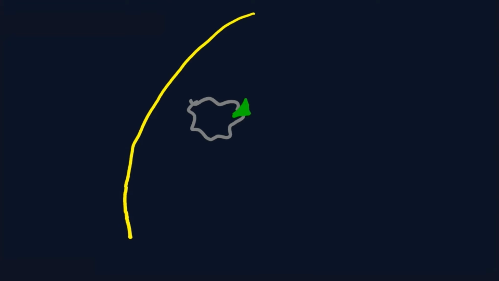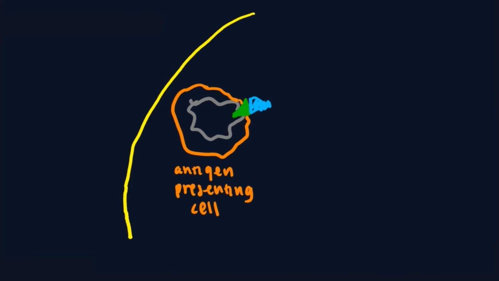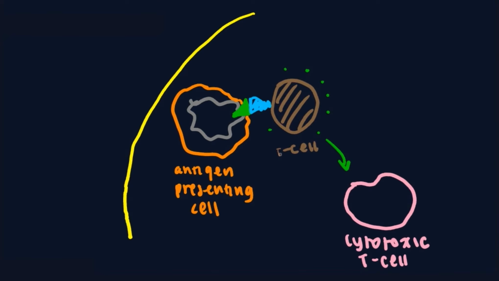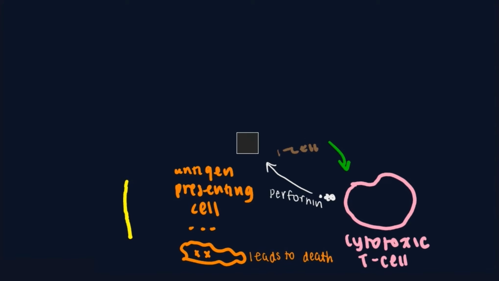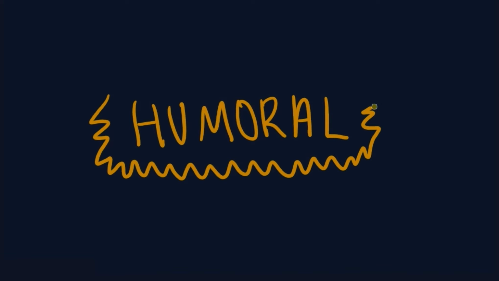The other response is cell-mediated immunity, which is when the helper T cells activate cytotoxic T cells. These release a protein called perforin that forces the infected cell to perform apoptosis. The COVID-19 vaccine specifically targets the humoral response.